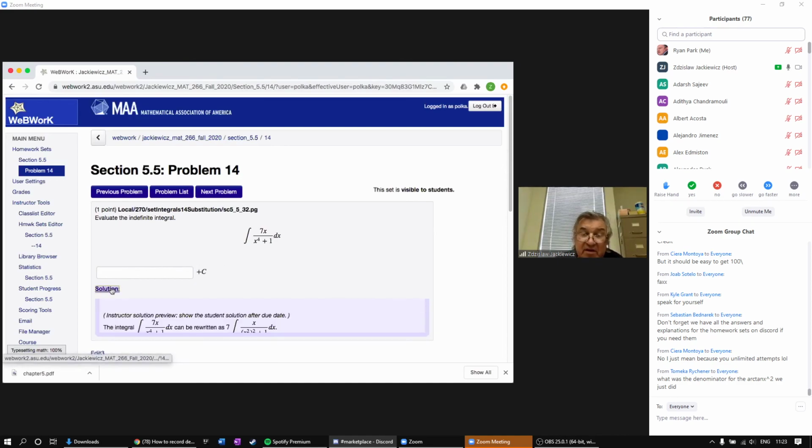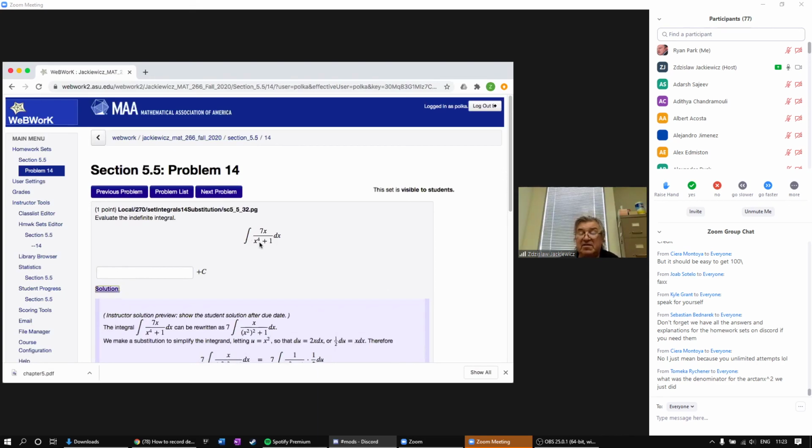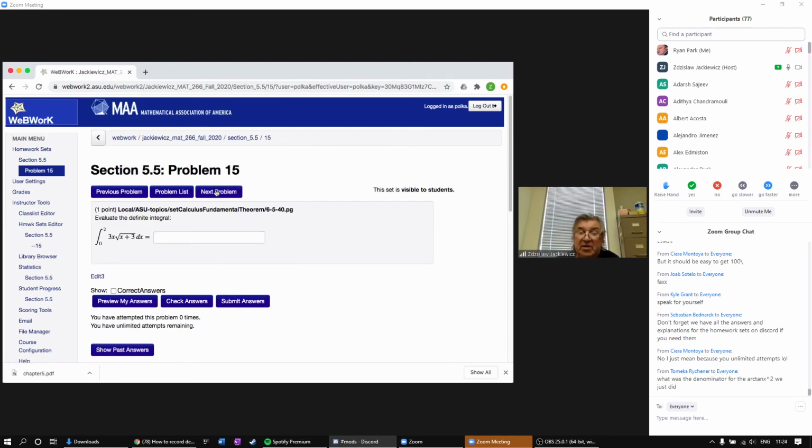Let's see what they suggest here. Yeah, they do x squared. So if you substitute for x squared, you will get u squared plus 1, and you will be able to annihilate this x here. Anyway, there are 24 problems.